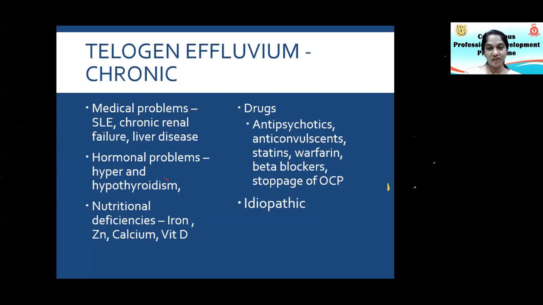And the drug history is also important because there are many drugs which are known to be associated with chronic telogen effluvium. And sometimes, as in any other entity, there's an idiopathic entity as well for chronic telogen effluvium.